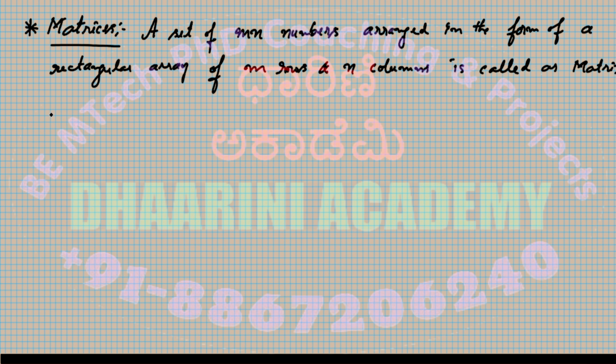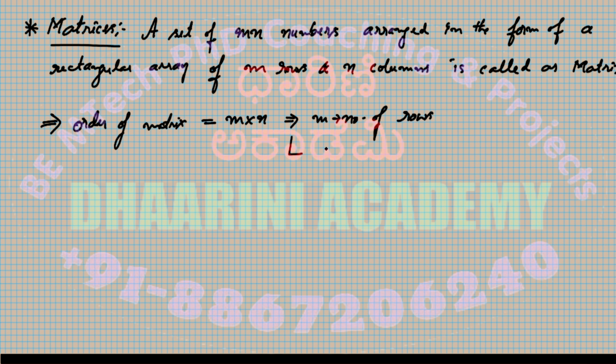So this means we are going to call the size, or order, of the matrix. If we say this is m into n, this means m is the number of rows used to represent it, and at the same time n is the number of columns of that matrix.